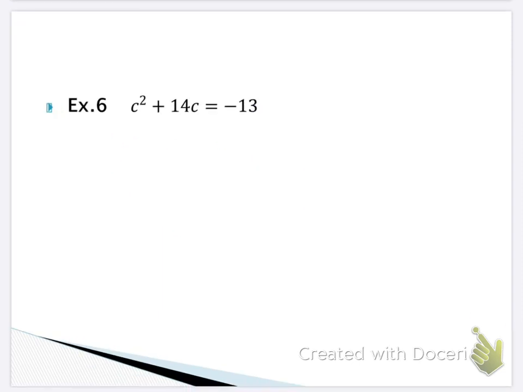Example 6 looks a little different. We look at it and we see that it is not in standard form. So before we can do anything with it, we have to write it in standard form. That means moving this to the other side. So we're going to add 13 to the other side. So we have c squared plus 14c plus 13. 13 does not have a variable on it, so you cannot combine it with either of the other ones. Equals 0. So this is what we needed for standard form. Everything on one side, the other half equal to 0.